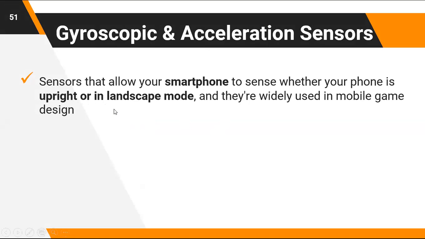I will repeat. It allows your mobile phone to sense whether your phone is in upright or landscape mode. Why should my phone be upright or in landscape mode, sir? Because these two features play a major role in your mobile games. If you take any games like EA Sports and PUBG, if you keep it in landscape mode, it will give a good view, right? So this is taken care of by your gyroscopic and acceleration sensors.